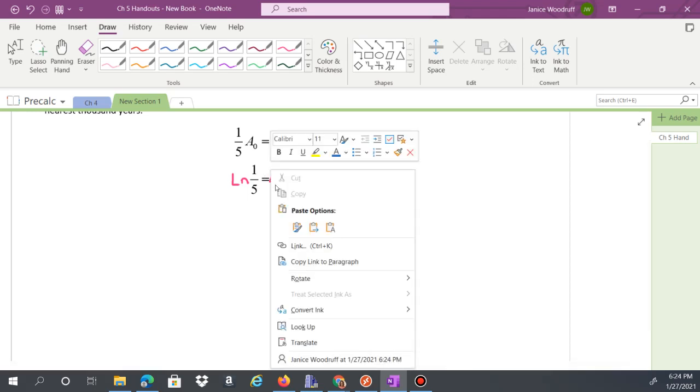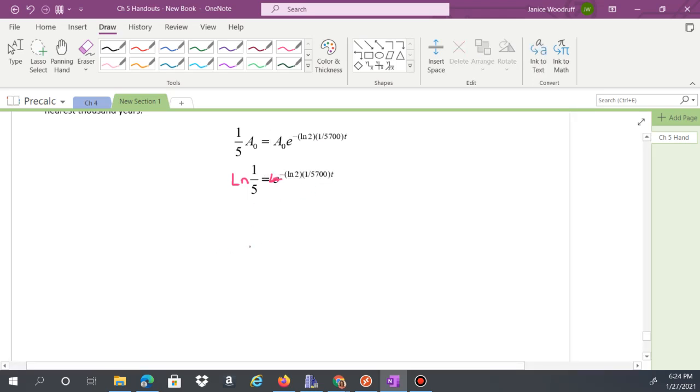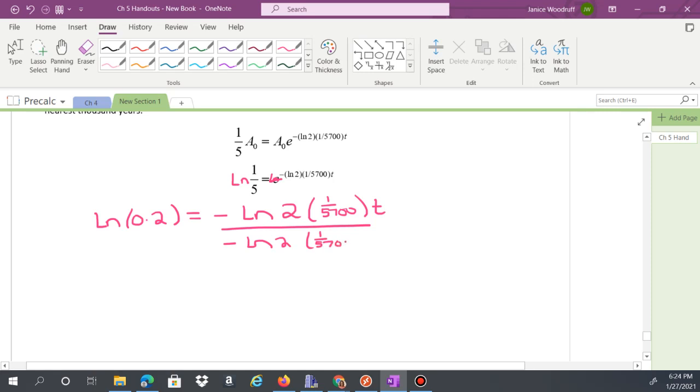which cancels this out over here, and then I have natural log of 1/5, which is 0.2, right? Yeah, 0.2. Equals negative natural log 2 times 1 over 5,700 t. And then in that case, all I've got to do is divide all this out to get the t, on both sides.